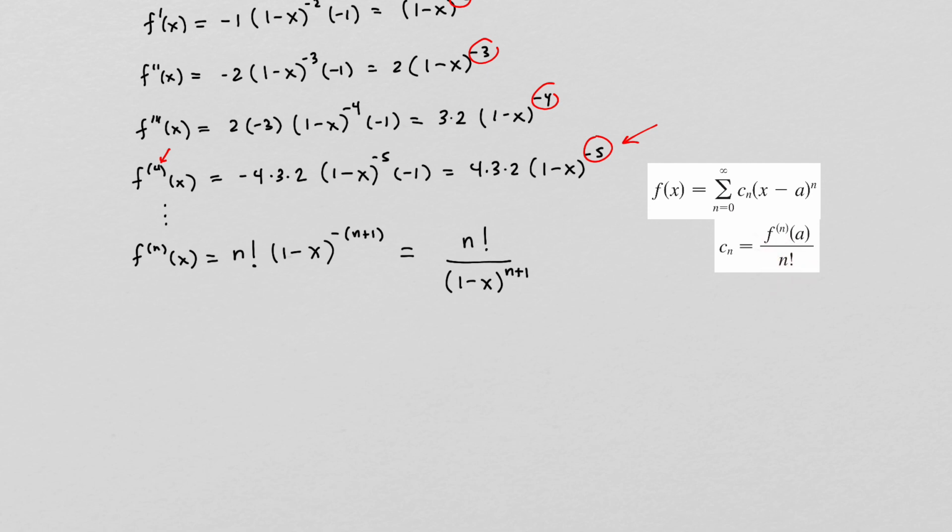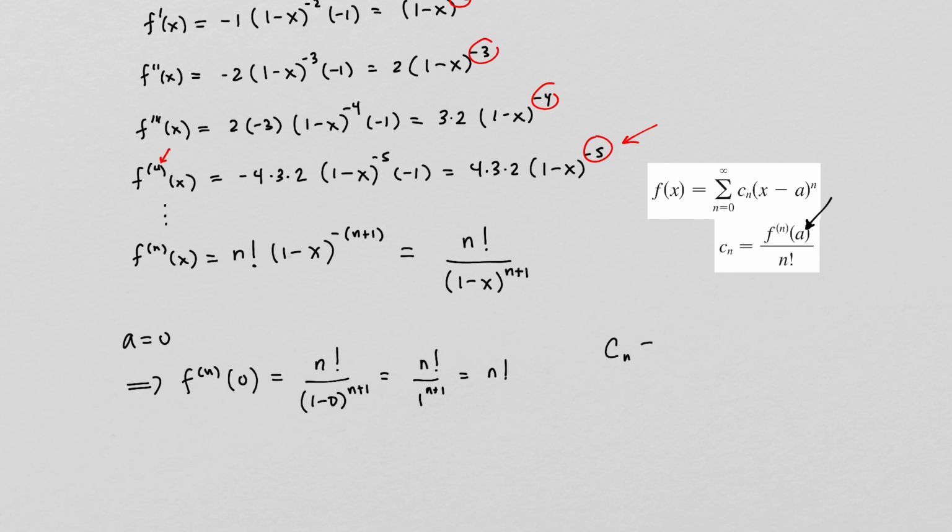Now remember, for us, a is 0. So we need to take the nth derivative here and evaluate it at 0, right? Because that's what it tells us to do, evaluate the nth derivative at a. Well, that means plugging in 0 for x. So for us, this is going to give us n factorial divided by 1 minus 0 to the n plus 1. And this is n factorial, right? Because in the denominator you have 1 to the n plus 1, which of course is just 1. So the nth derivative at 0 is n factorial.